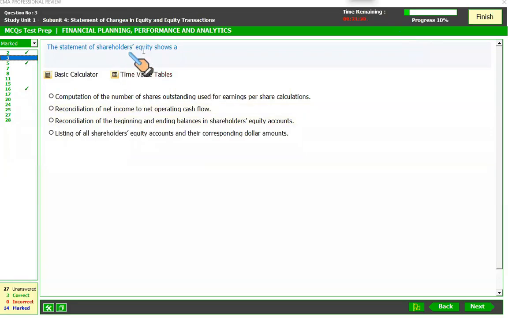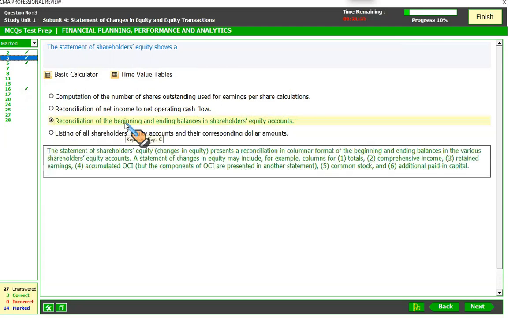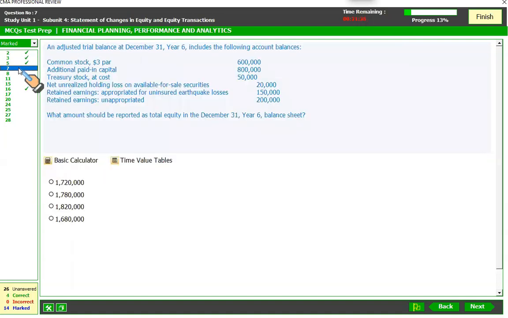So the statement of shareholders' equity shows a reconciliation of beginning and ending balances in the shareholders' equity account. We discussed this in detail in our previous class. Next, here we go. What have we been given? An unadjusted trial balance at December 31st, year 6, includes the following account balances. And what are we required to do?